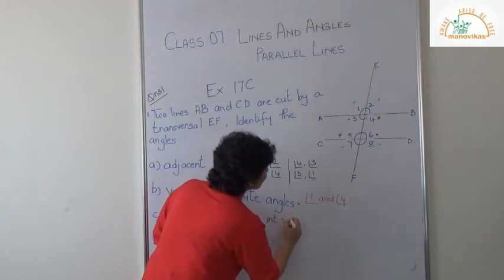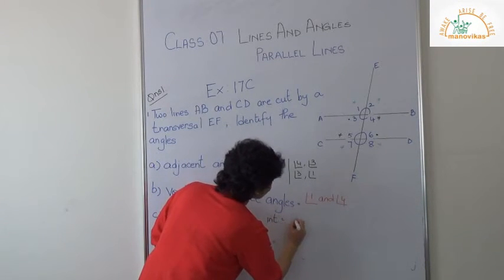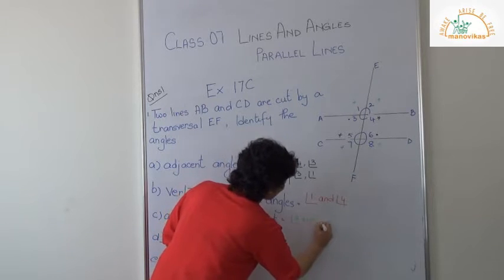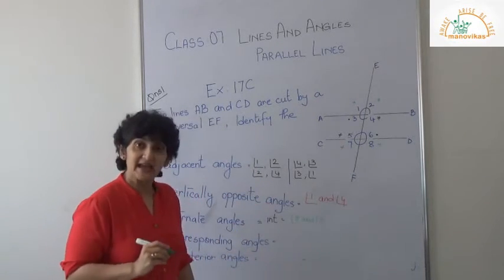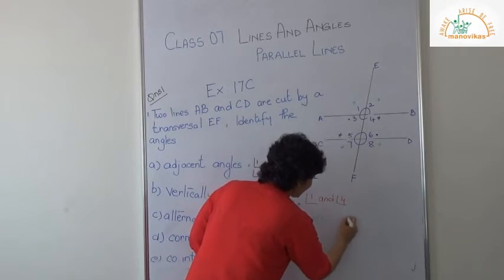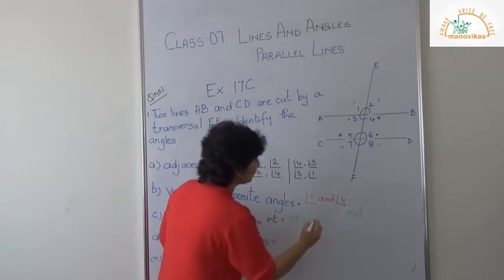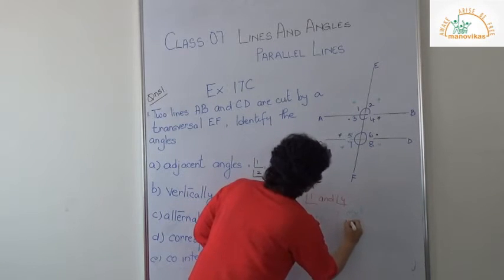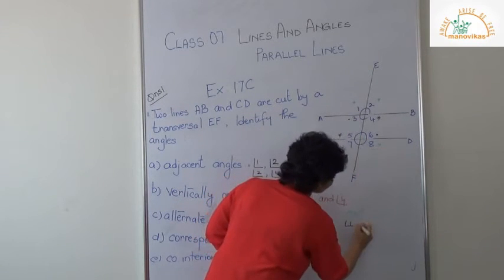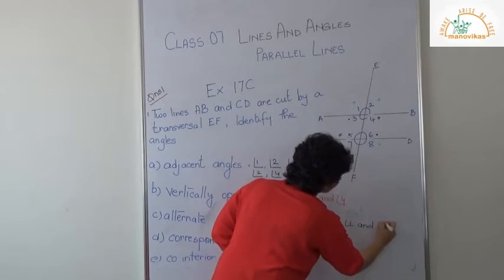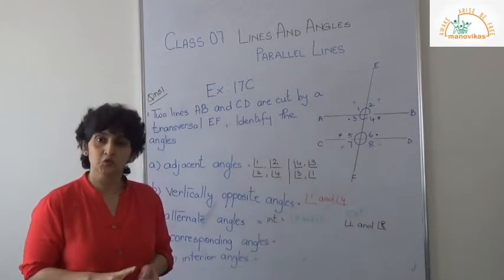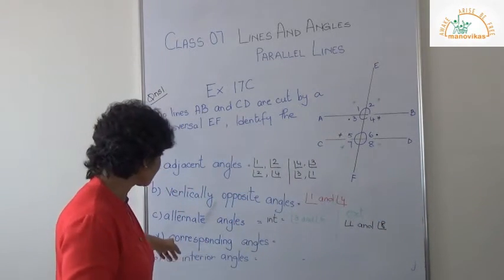So let's just write here angle 3 and angle 6, alternate interior. You will write the other pair, and if I take exterior, I will have angle 1 and angle 8. The other pair you will write. I hope you have understood.